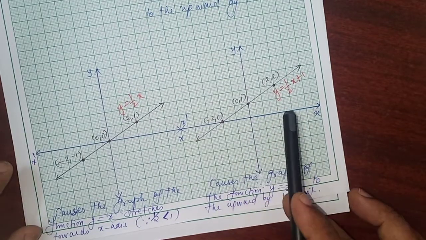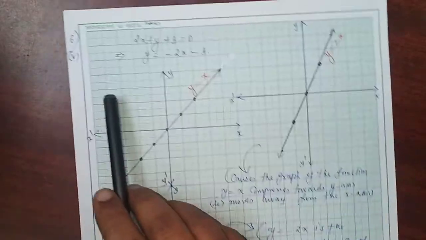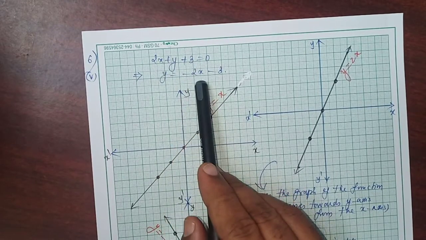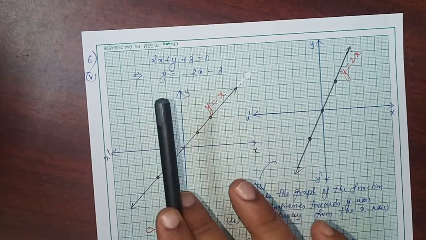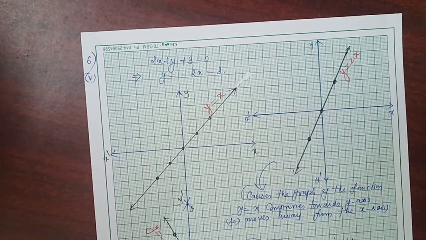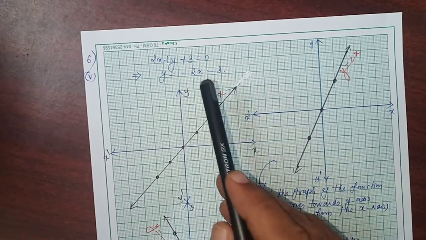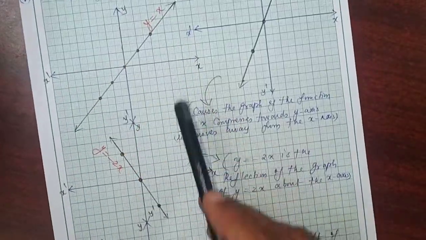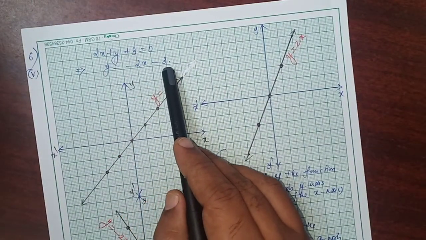Total 4 subdivisions so far we have completed. The last subdivision, subdivision number 5, 2x plus y plus 3 equal to 0. I retain y alone on the left hand side, plus 2x comes to the right hand side as minus 2x, plus 3 comes to the right hand side as minus 3. So actually here are 4 stages. Stage 1, y equal to x. Then stage 2, y equal to 2x. Stage 3, y equal to minus 2x. Stage 4 will give y equal to minus 2x minus 3.